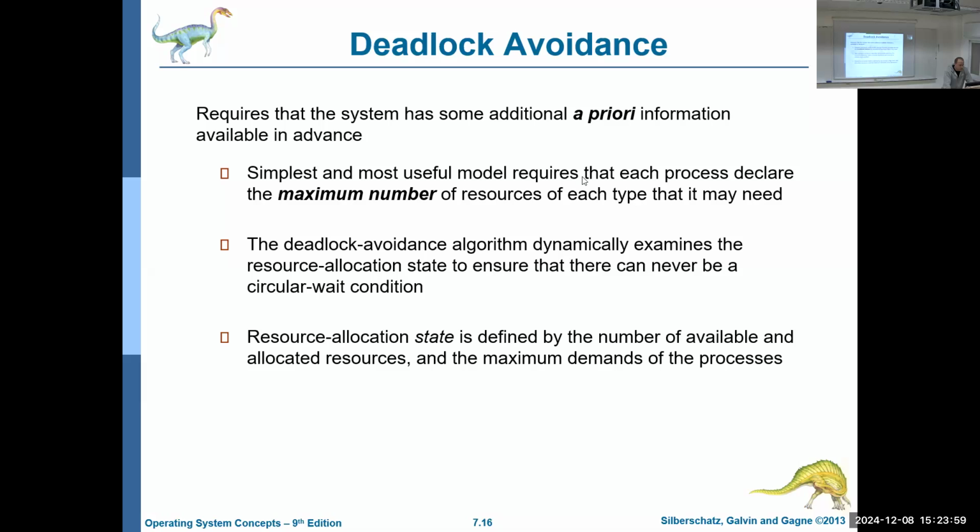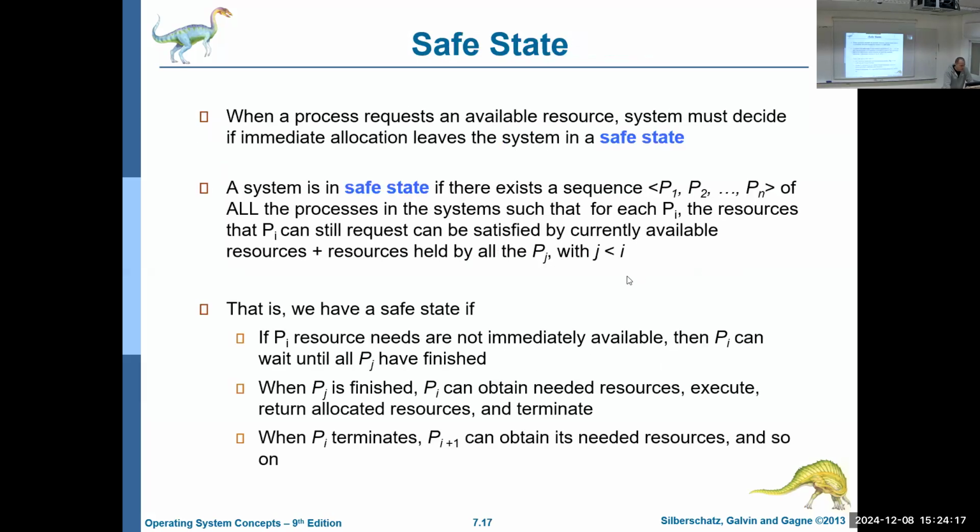The simplest, most useful model requires that each process declare the maximum number of resources of each type that it may need. The deadlock avoidance algorithm dynamically examines the resource allocation state to ensure that there never can be a circular wait condition. Resource allocation state is defined by the number of available and allocated resources and the maximum demand. So let's see, really we need to see an example. There's something called a safe state, which is important.